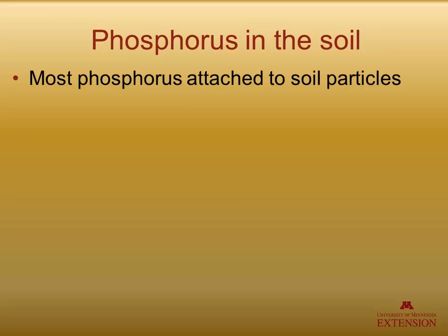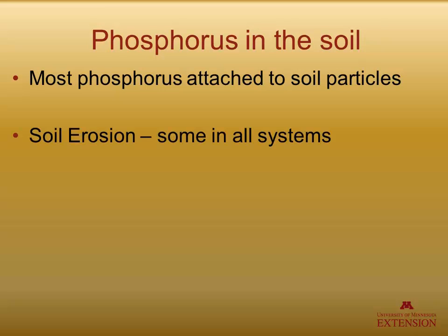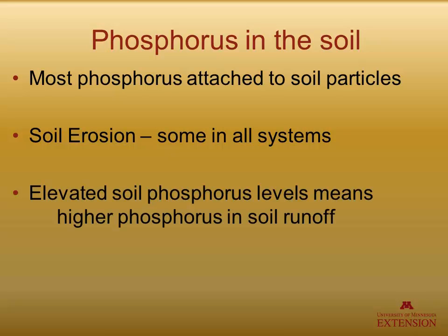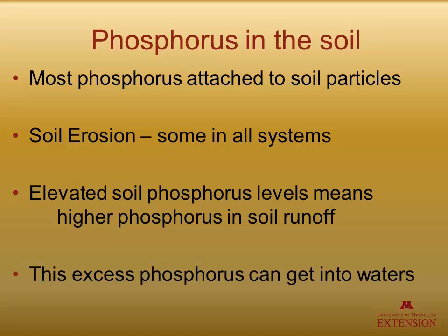Most phosphorus is actually attached to the soil particles and is fairly stable. But we do have some soil erosion in all systems. When we have elevated soil phosphorus levels, this means that whatever runoff we do have has a higher level of phosphorus in it than it should have. This excess phosphorus can get into our waters.